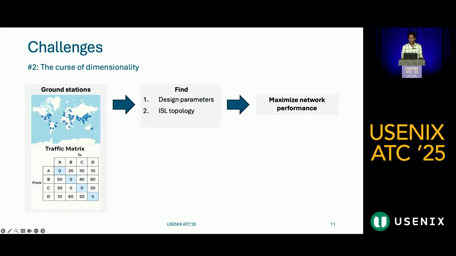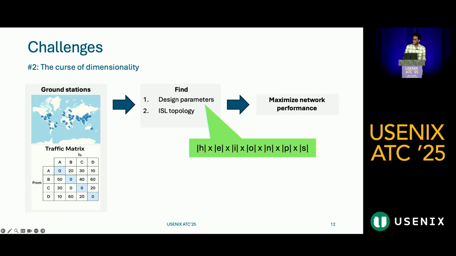Well, with that, a LEO constellation design problem can be formulated as follows. Given a bunch of ground station locations and the traffic demand matrix across them, we are supposed to decide upon the right combination of design parameters and an ISL topology that maximize the network performance. Alright, we have LEOCraft, then what exactly is stopping us from doing so? Well, this is a high dimensional search space where each variable here denotes the number of choices we could have along each dimension. Evaluating each choice will take a certain amount of time based on the number of satellites and the number of ground stations in a constellation.